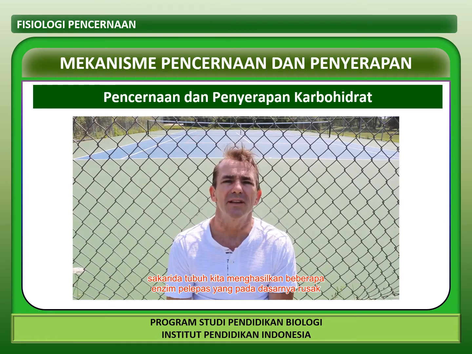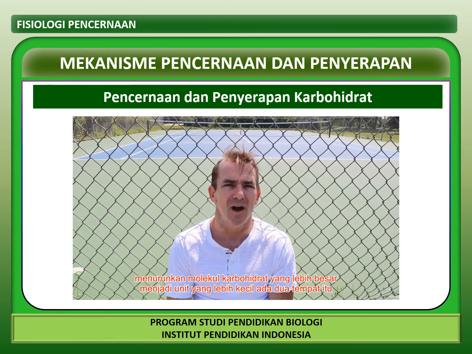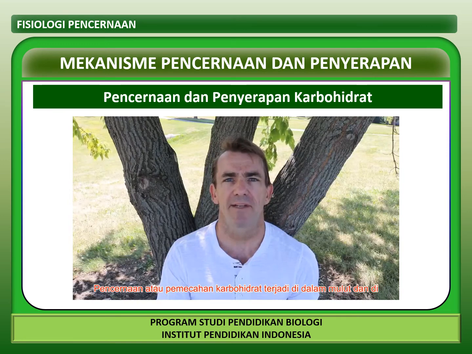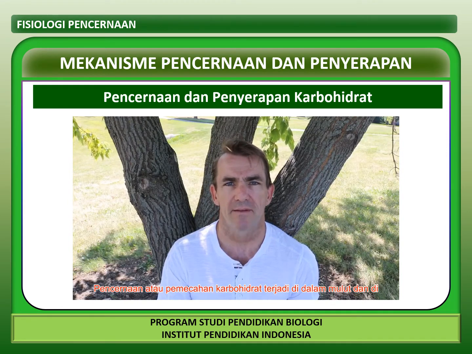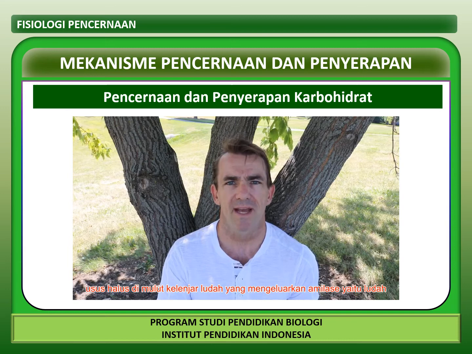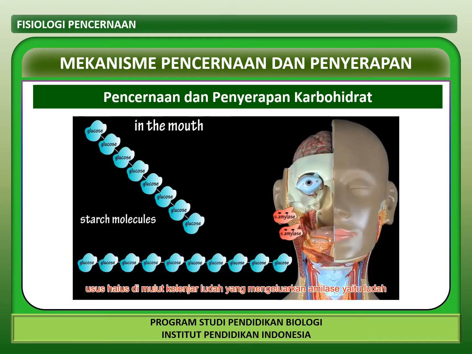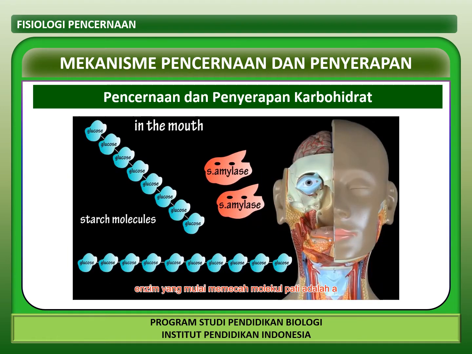Our bodies produce and release enzymes that basically break down larger carbohydrate molecules into smaller units. There are two places that carbohydrate digestion or breakdown takes place: in the mouth and in the small intestine. In the mouth, salivary glands release salivary amylase, which is an enzyme that starts breaking down starch molecules.